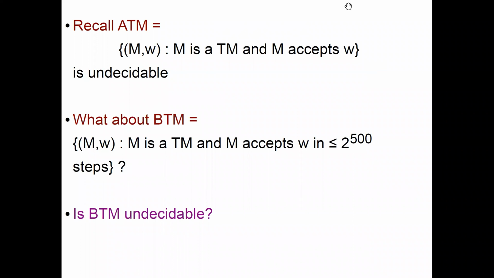Recall the language ATM, which is a language of pairs MW, where M is a TM and M accepts W. This language is undecidable, as we saw. However, what about a bounded version of ATM? Let's call it BTM. It's the language of pairs MW, where M is a Turing machine and M accepts W in at most 2 to the 500 steps. Is BTM undecidable? What do you think?